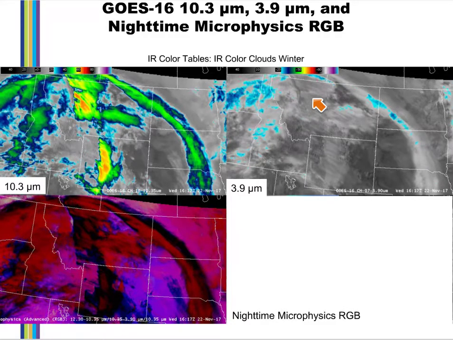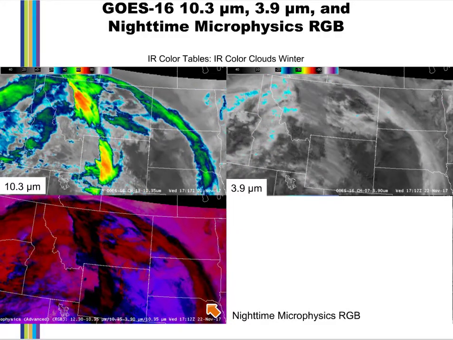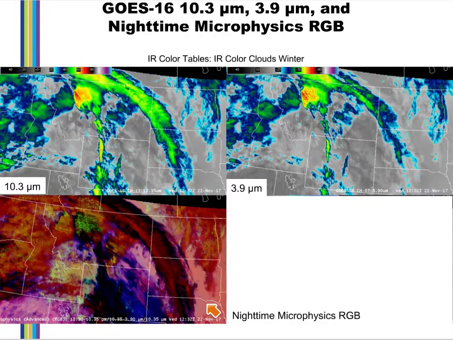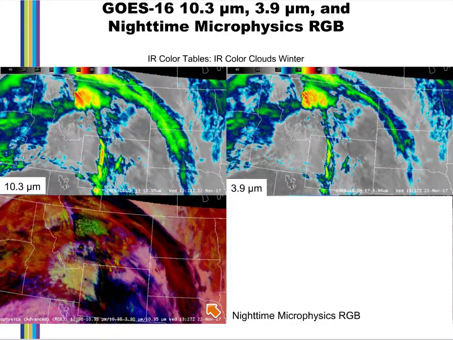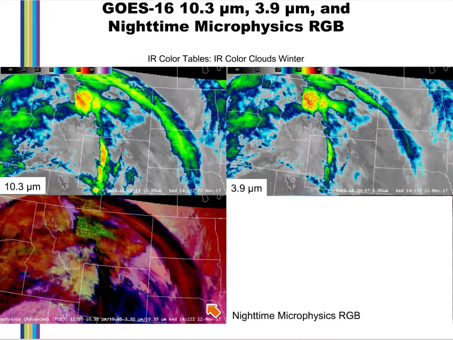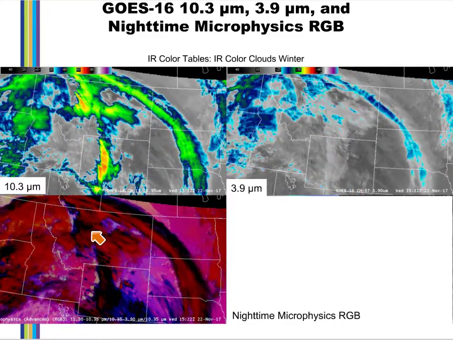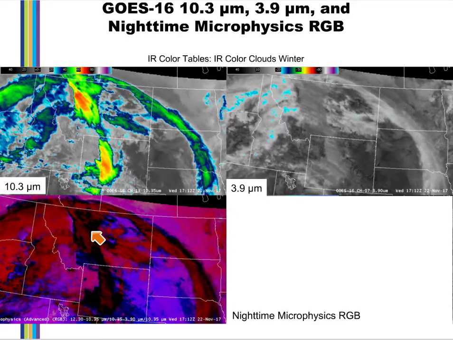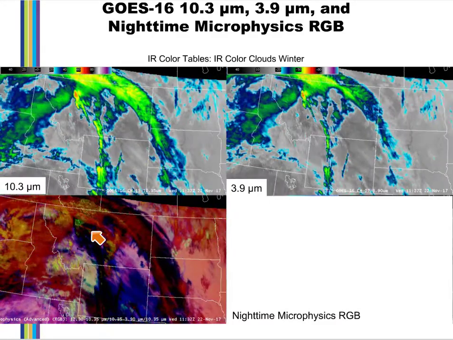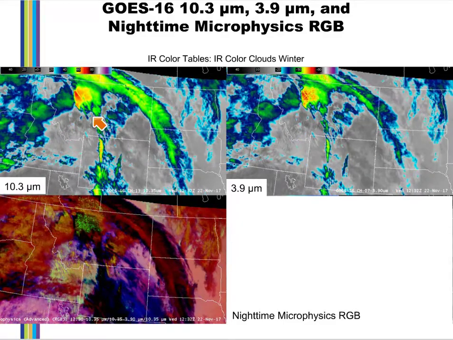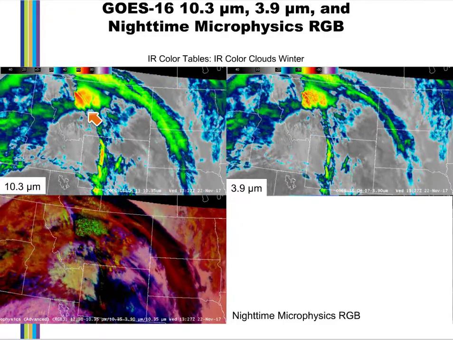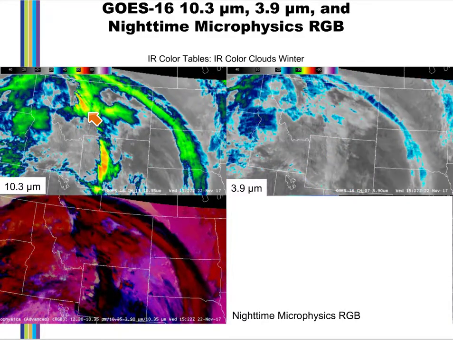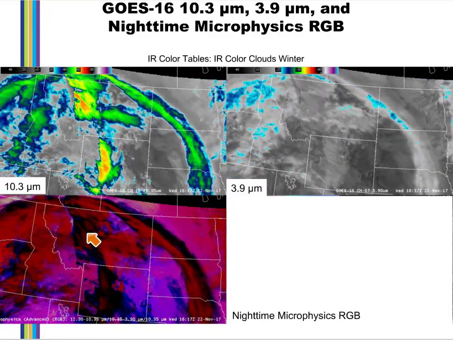Finally, note the nighttime microphysics RGB in the bottom, which can also tell you something about cloud particle size. However, for this case, during the nighttime hours, we can see this green speckling over the mountain wave clouds in western Montana, which implies supercooled liquid water. But we know from the 10.3 micron imagery, cloud top temperatures are around -70, well below the homogeneous freezing temperature. So why do we see this false signature?